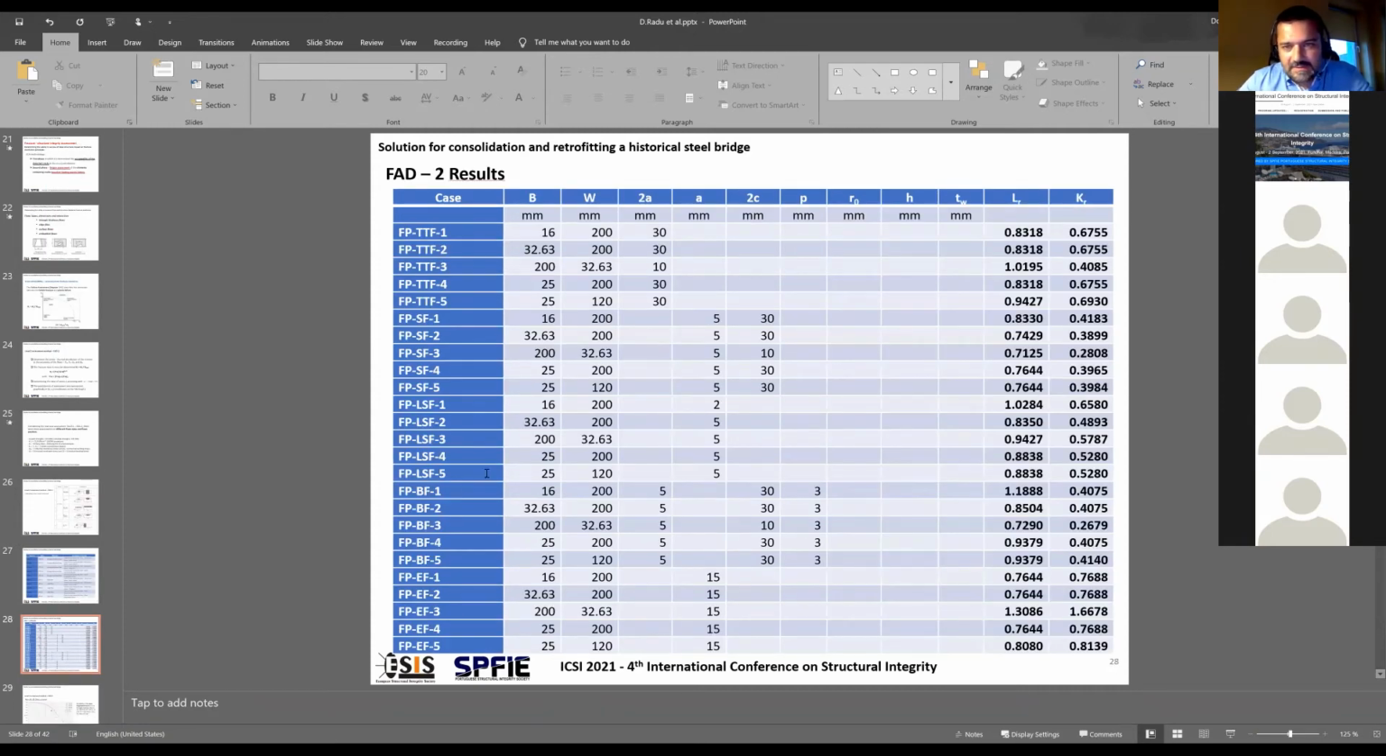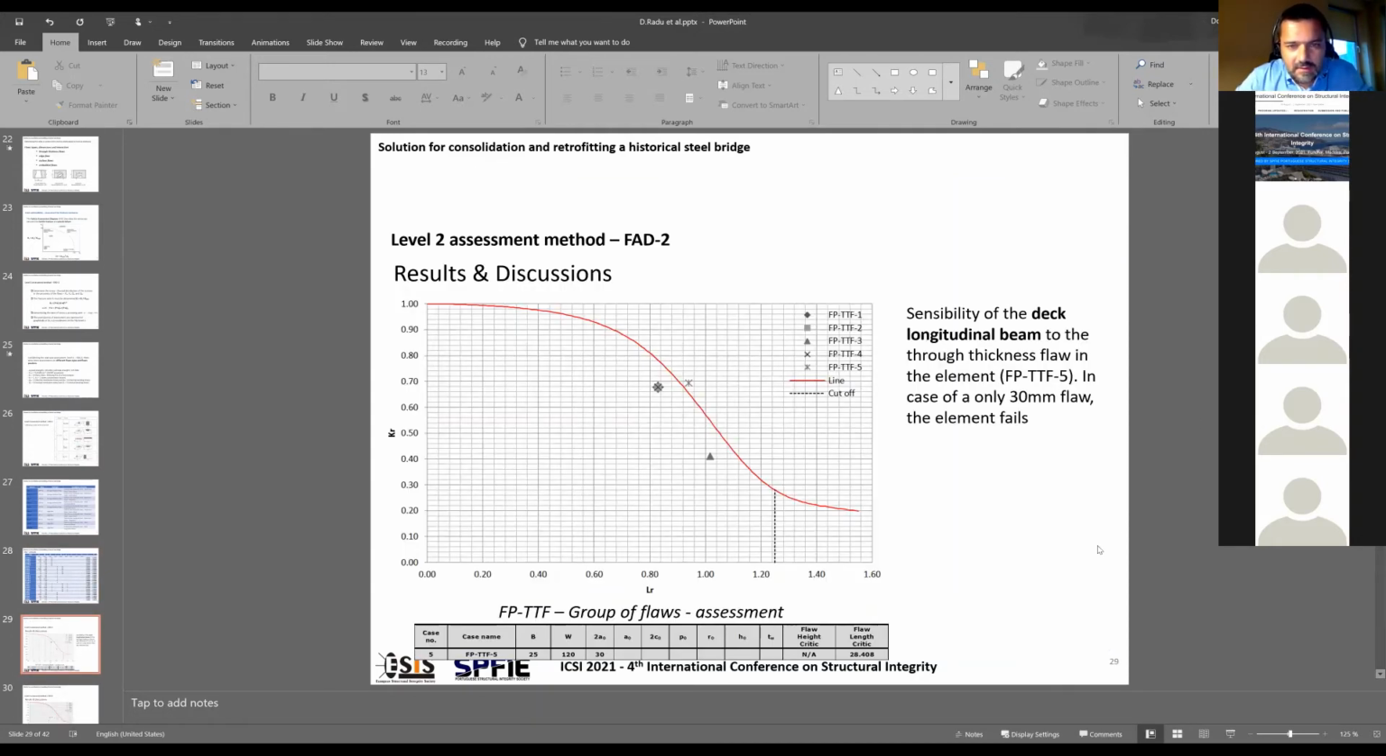For these 25 cases, in the end, we will also have the values of the position of the assessment point for the level 2 assessment diagram. In the end, we have these graphs and some conclusions, results, and discussion upon the results. So we'll have some issues with the TEC longitudinal beam.